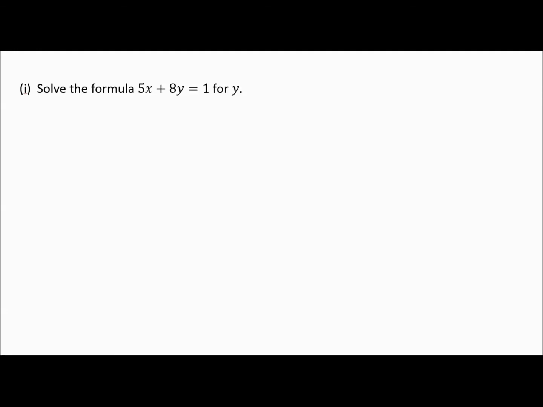Now once again for I, we don't have a special formula here. 5x plus 8y is equal to 1, but we're asked to solve for y. So we want to isolate this y on one side of the equation. It's probably worth pausing the video real quick just to make sure you understand this. So what I'm going to do is rewrite my problem. 5x plus 8y is equal to 1.